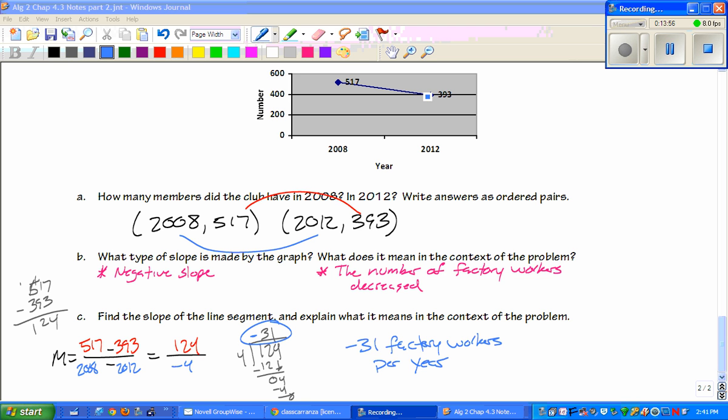See, you had to find the slope. So plugging into the slope formula, you get 124 over -4. You can see all of my side work. Then we had to divide 124 by 4, and you get 31. And remember, it's a -31. So in the context of that problem, it means that there are -31 factory workers per year. So every year they're firing 31 people.